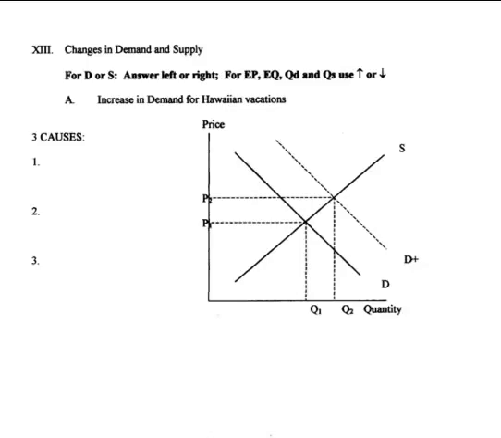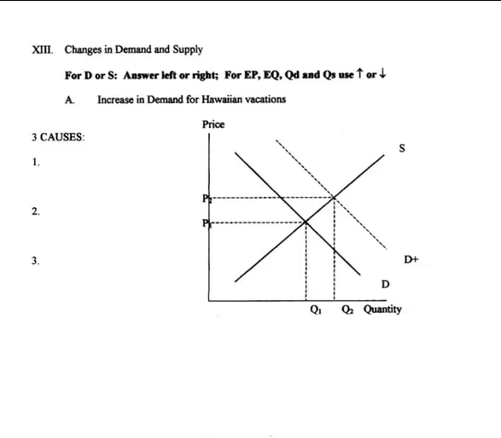Okay, second one, how about price of complements? Well, what's a complement to a Hawaiian vacation? I'll use airfare to Hawaii. So let's say we want to increase the demand for Hawaiian vacations. What would have to happen to the price of airfare to Hawaii? Yes, of course, it would have to fall. So a decrease in the price of airfare to Hawaii would cause an increase in demand for Hawaiian vacations.